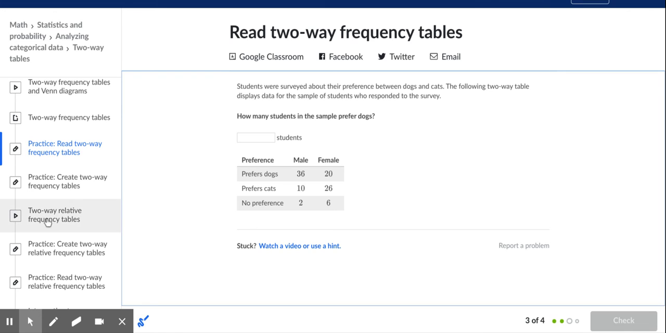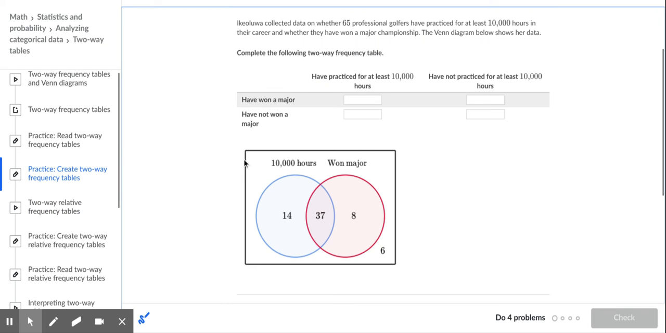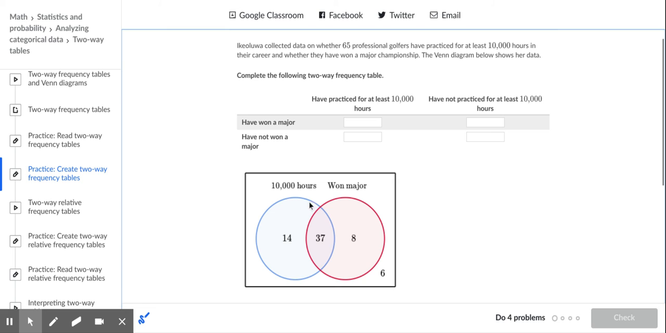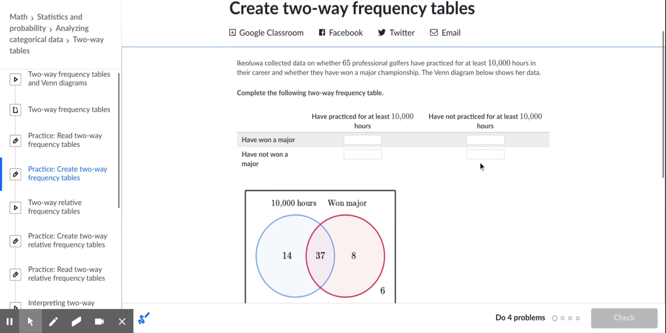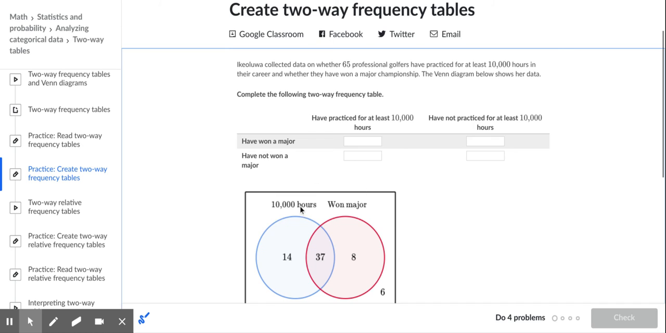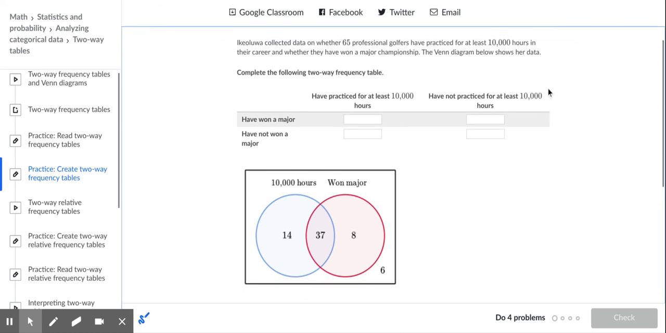All right, so let's look at the next one, which is to create a two-way frequency table. In this, you're given some information and they've set up the table for you, so you don't have to do that, but you're going to use this information to make the frequency table. The data was collected on whether 65 professional golfers have practiced for at least 10,000 hours in their career and whether they have won a major championship. The Venn diagram below shows the data.